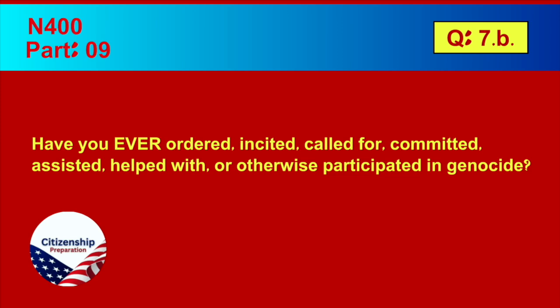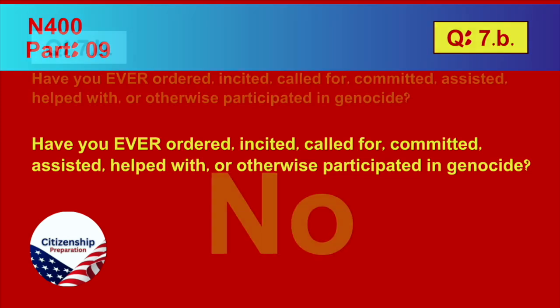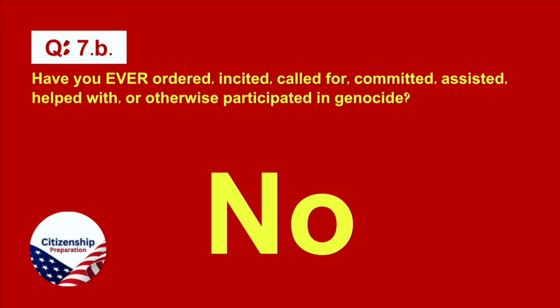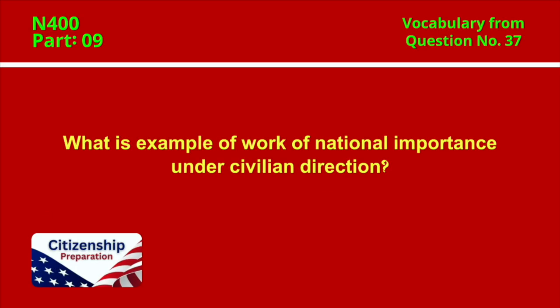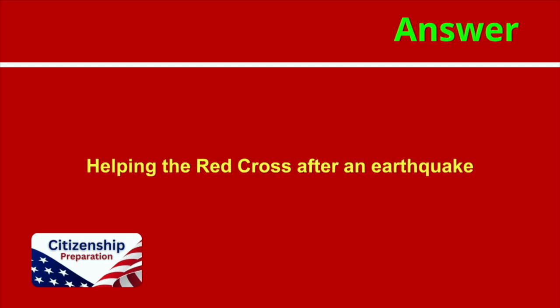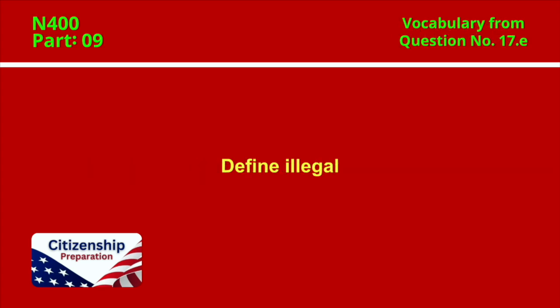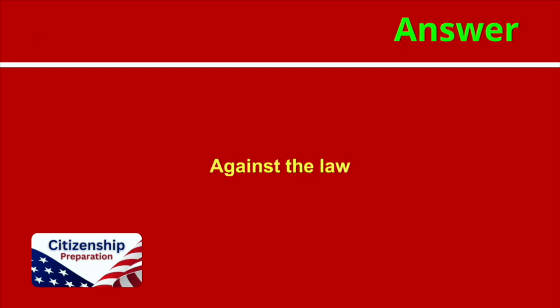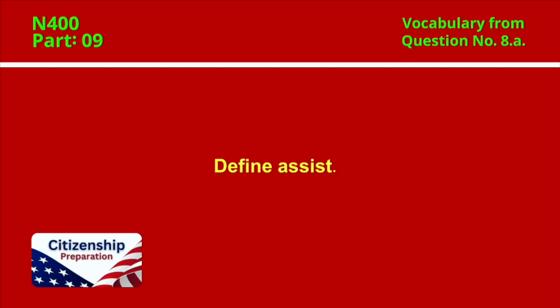Have you ever ordered, incited, called for, committed, assisted, helped with, or otherwise participated in genocide? No. What is example of work of national importance under civilian direction? Helping the Red Cross after an earthquake. Define illegal. Against the law. Define assist. To help.